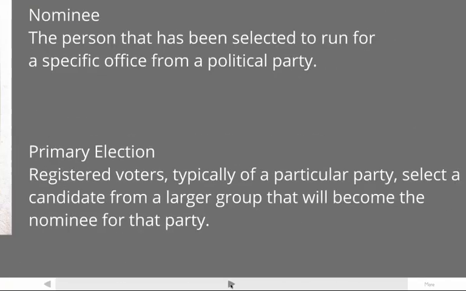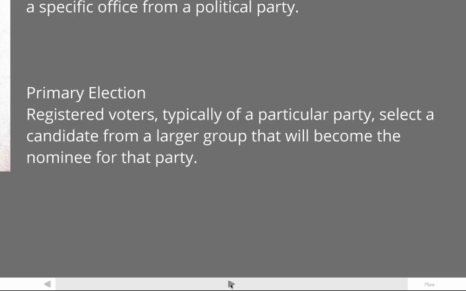And in order to become the nominee, you have to go through what's called the primary election. And this is where registered voters from one party select their candidate from the larger group of candidates. And so right now you have multiple Republicans that are running to become the president. You have people like Mitt Romney and Newt Gingrich and Perry from Texas, and they're all right now candidates. Now, prior to November, over the next year, essentially, there are going to be multiple primary elections in different states so that they can then choose who the nominee is going to be.